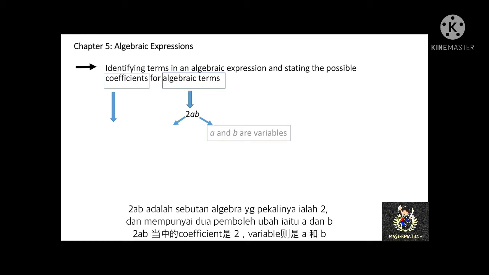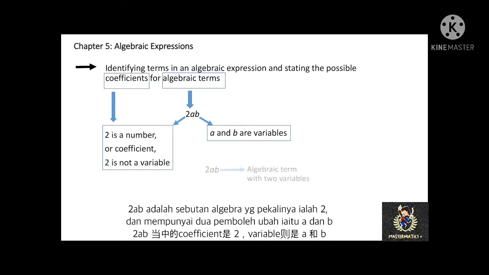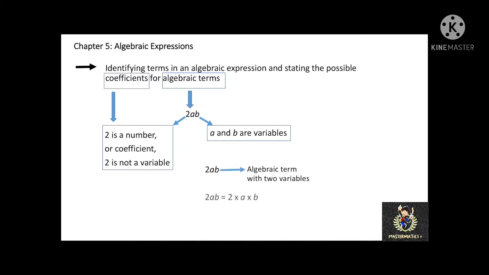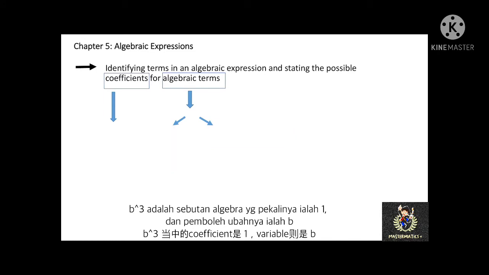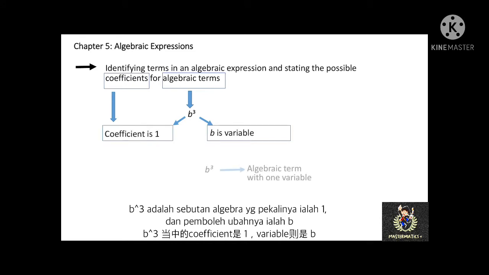For an algebraic term like 2ab, the variables are a and b. There are two variables in this algebraic term, and 2ab equal to 2 times a times b. And for algebraic terms like b to the power of 3 or b cubed, there is only one variable which is b, and b cubed equal to 1 times b times b times b. The coefficient for b cubed is 1, and the variable is b.